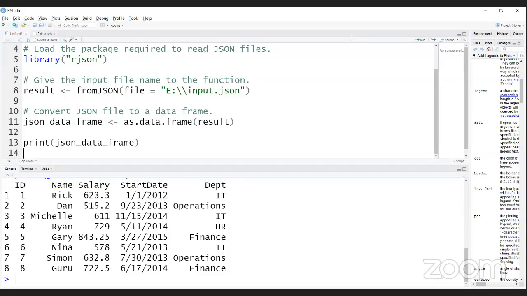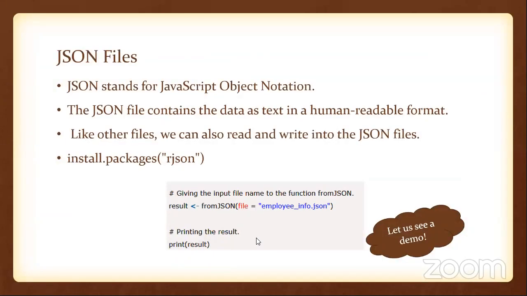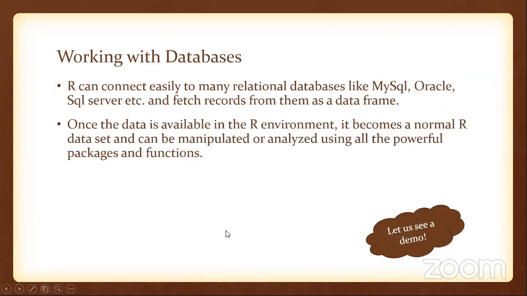Now, the next important thing that we are going to discuss is how to retrieve data from database. Not necessarily always you will have your data only in files. Sometimes I will have my data stored in databases as well. So R has functionalities which will help us to retrieve data from relational databases like MySQL, Oracle, SQL Server, etc. And you can fetch records from those databases and store it in a data frame, and from there you can further manipulate, you can analyze your data by applying the statistical functions.